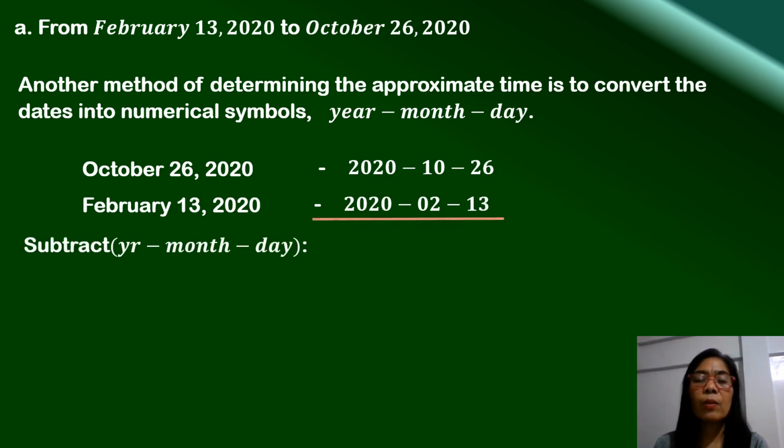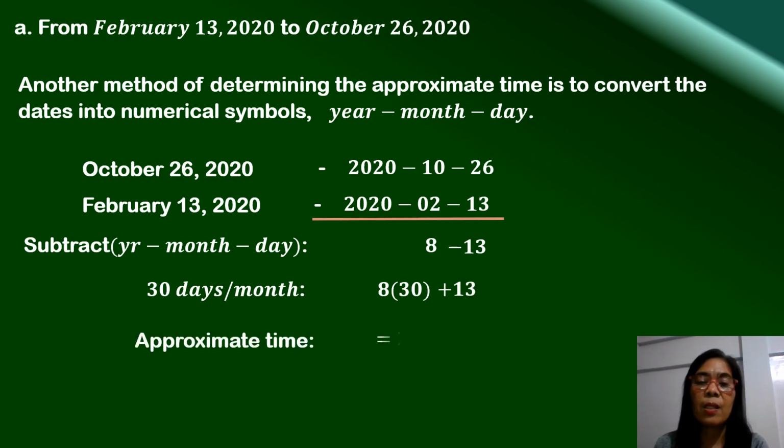And then what you're going to do is subtract the year, month, and the day. We start with the day. 26 minus 13 is 13 days. 10 minus 2 is 8 months. 2020 minus 2020 is 0. So now the approximate number of days, since there are 30 days in a month, is 8 times 30 plus the 13 days, giving us 253 days.